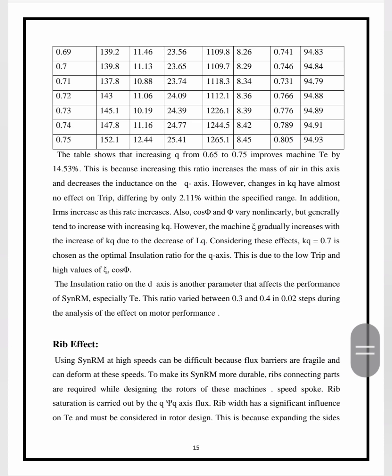However, the machine efficiency gradually increases with the increase of the dielectric constant, due to the decrease of the insulation ratio along the Q axis. Considering these effects, a dielectric constant value of 0.7 is chosen as the optimum insulation ratio for the Q axis. This is due to the low ripple torque and high value of efficiency and cos theta.